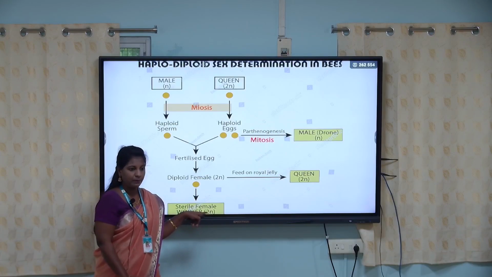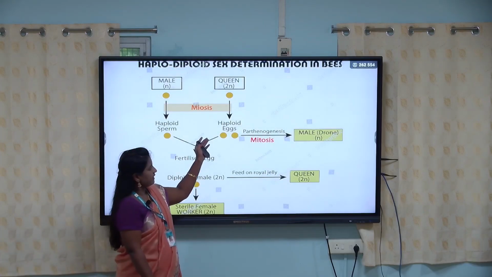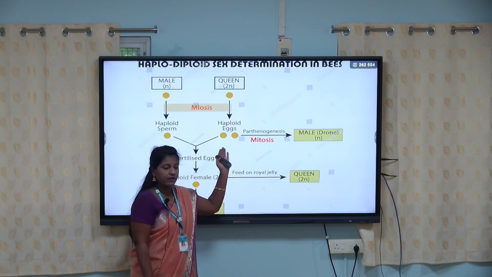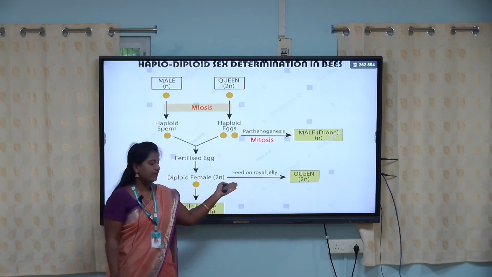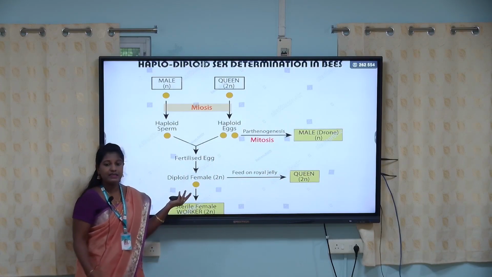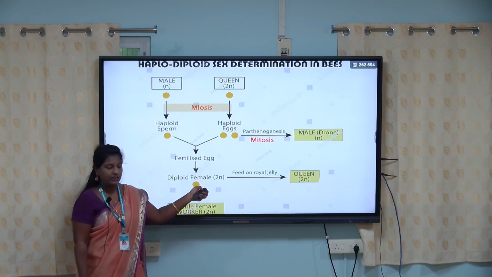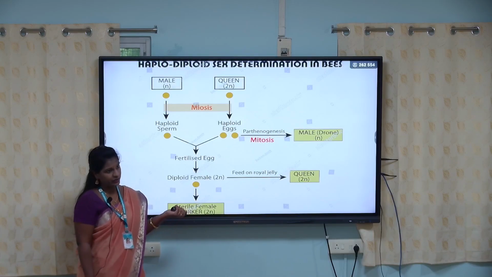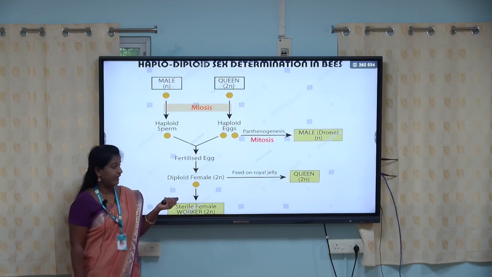Here the chromosome number is correct, but the female is sterile. And when the eggs undergo parthenogenesis, that is without fertilization, during mitotic cell division, the males are produced. These males have n number of chromosomes, and the female, which is 2n, is of the queen type, which feeds exclusively on royal jelly. So this mechanism is known as haplodiploidy, which comes under the chromosomal mechanism of sex determination.